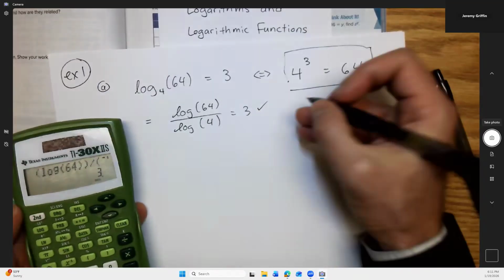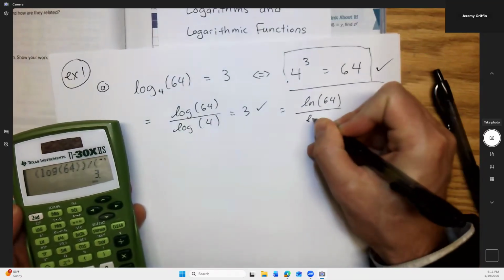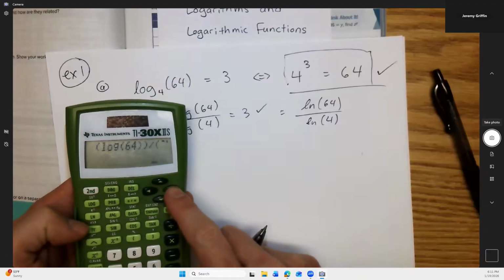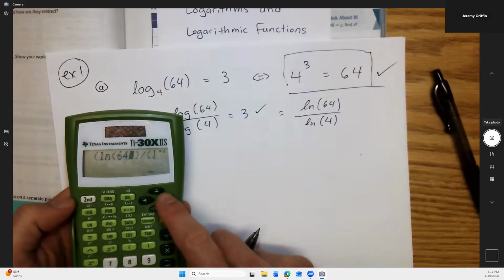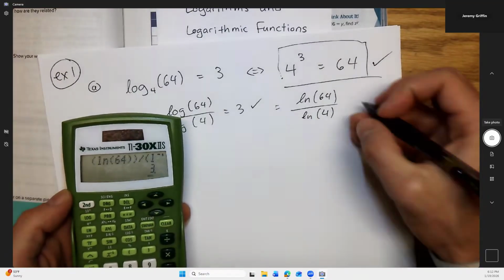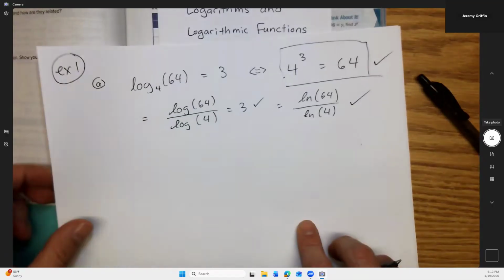Check. By the way, you also could have done natural log of 64 over natural log of 4. Let me show you that works also. You should replace the log base 10 with natural log, and do that for both of these, as long as they match. Yeah, that's also 3. Check. So a little extra there.